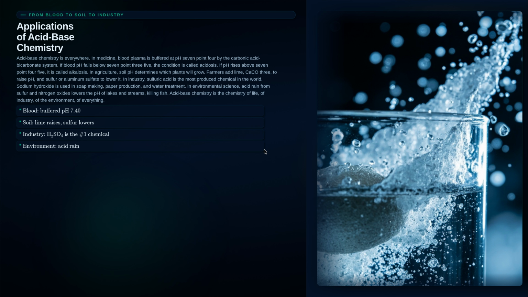In industry, sulfuric acid is the most produced chemical in the world. Sodium hydroxide is used in soap making, paper production, and water treatment. In environmental science, acid rain from sulfur and nitrogen oxides lowers the pH of lakes and streams, killing fish. Acid-base chemistry is the chemistry of life, of industry, of the environment, of everything.